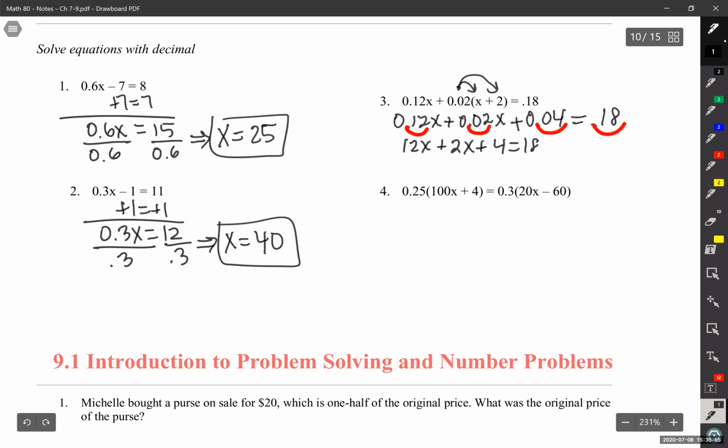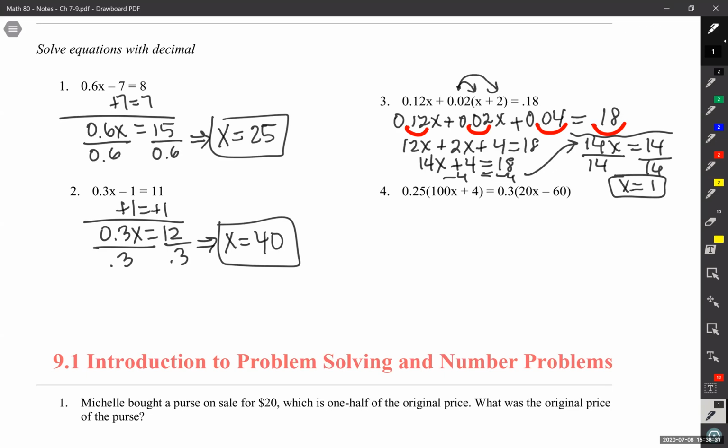Well, if you have a calculator, it's not really necessary because y'all don't mind adding and subtracting on the calculators with decimals. But if you don't have a calculator, it sure makes it a lot easier to look at, because now I can see 12 plus 2 is 14x. And then I can subtract 4. So I get 14x equals 14. Divide by 14, and I get x equals 1 as my final answer.